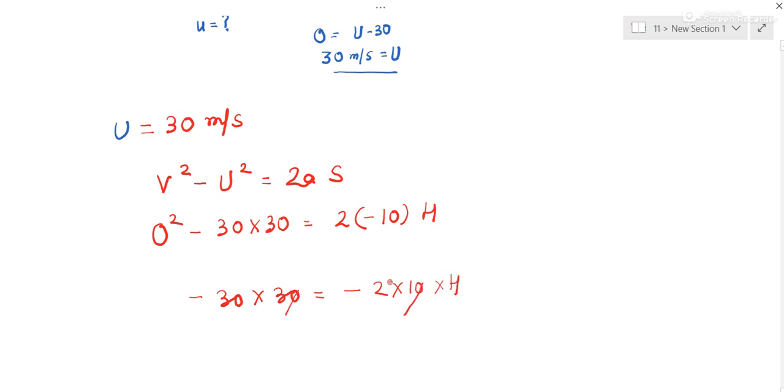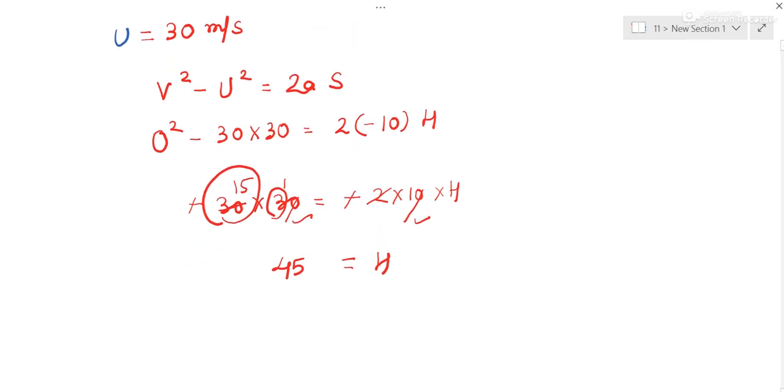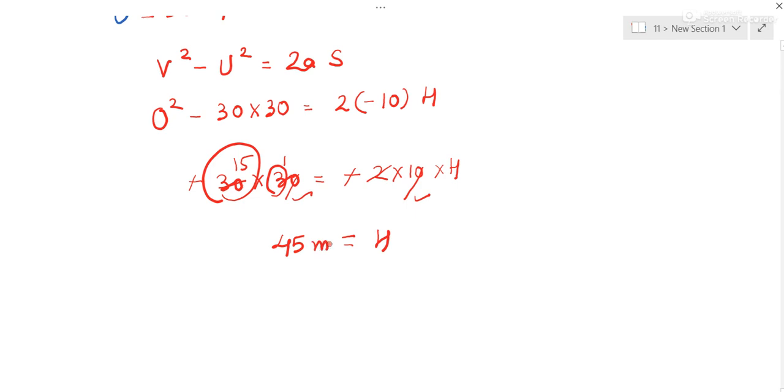So it is sorted. Minus minus cancel. And from here, we got 0 and 0 cancelled. Now 2, 15 cancel, 2, 30, 15. So 15 into 3, it's 45. Yeah, 45 meters is the height. So the height is 45 meters that it reaches. And then it comes back. So total distance is 90, displacement is 0, but height is 45.